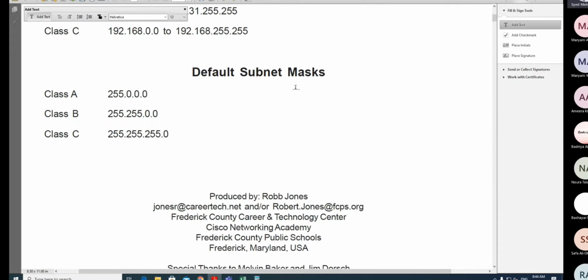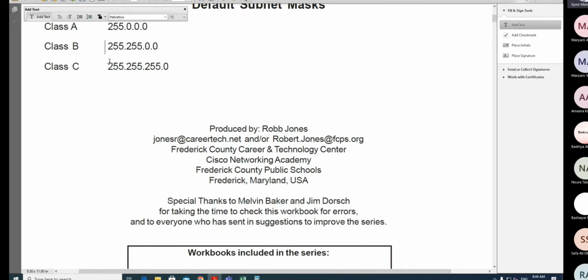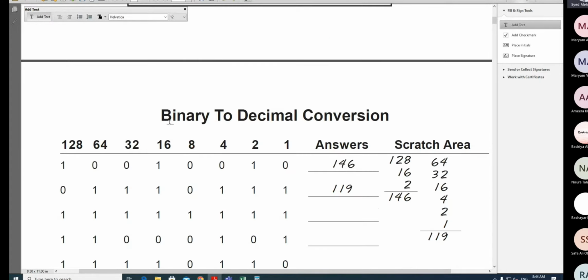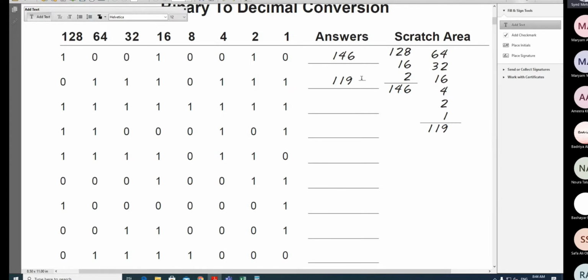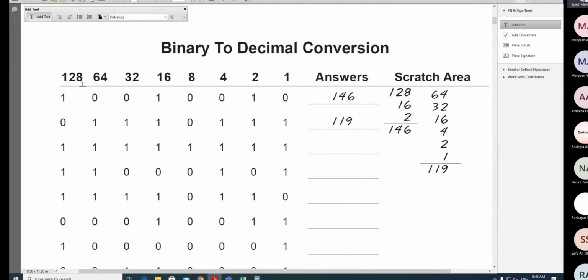So this is the default subnet mask for class A. This is the class B default subnet mask. Class C default subnet mask. Okay, so this conversion we already did. So this is our scale, as I told you, this is our scale.